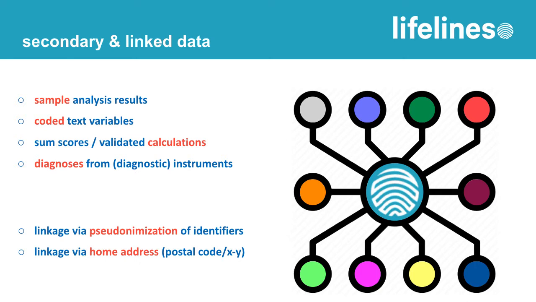We also allow data linkage. We do that, for example, via pseudonymization of identifiers. So both data sources do that in the same way, and then you can connect the data together. Or we link not via persons, but via, for example, home addresses. So that could be environmental data, for example.